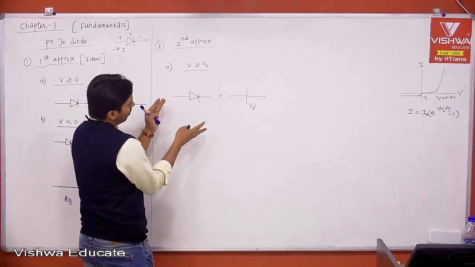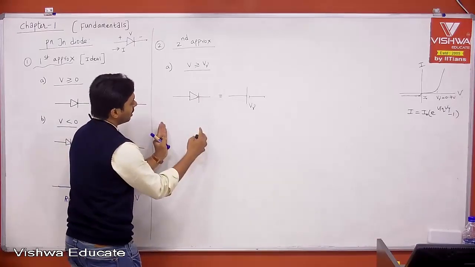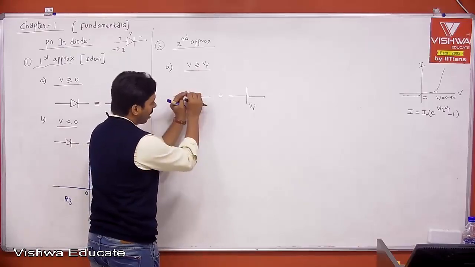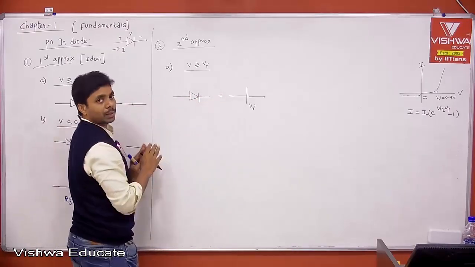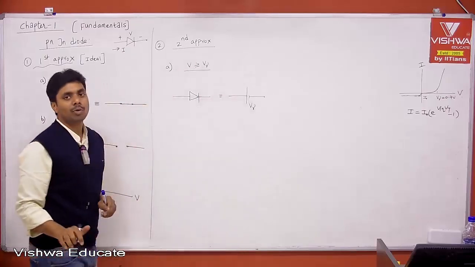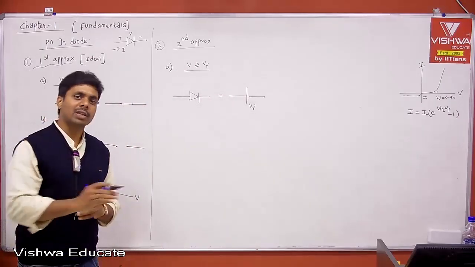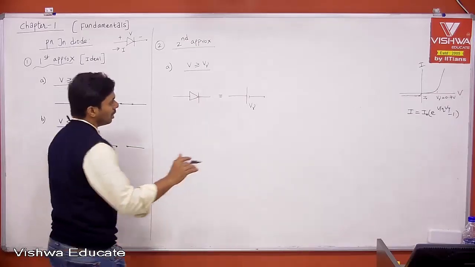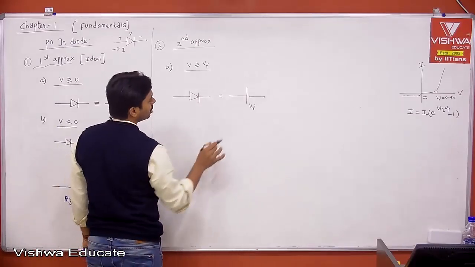Means when I am applying externally a resistor and a battery, out of 10 volts, the diode takes 0.7, and the remaining voltage will be given to the resistor, right? Therefore, it will have a drop of 0.7. It needs a minimum voltage to have the conductivity between P to N and N to P. Okay, you'll understand, I'll explain this part. Therefore, typically this is 0.7.